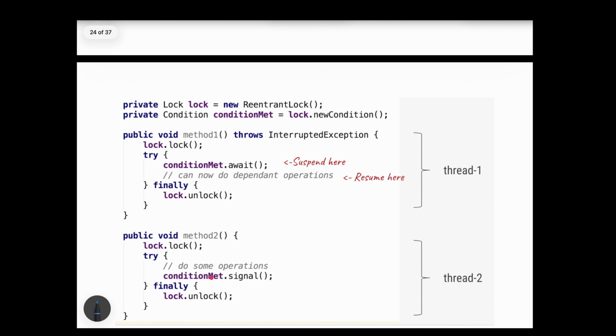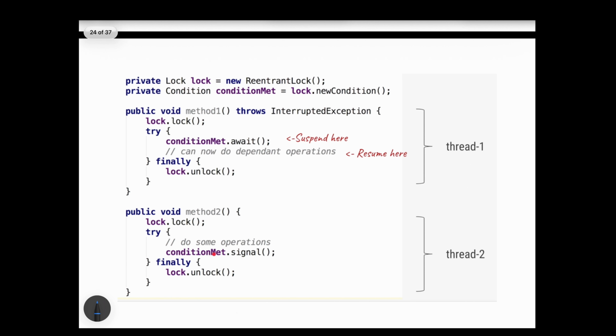Let's take an example. I created a lock using the new ReentrantLock constructor. Then I created a condition object, conditionMet, using lock.newCondition. I created a method, method1, where I first acquire the lock. Then I wait for the condition to be met, so I say conditionMet.await. My thread will be suspended here and will move into the waiting state.